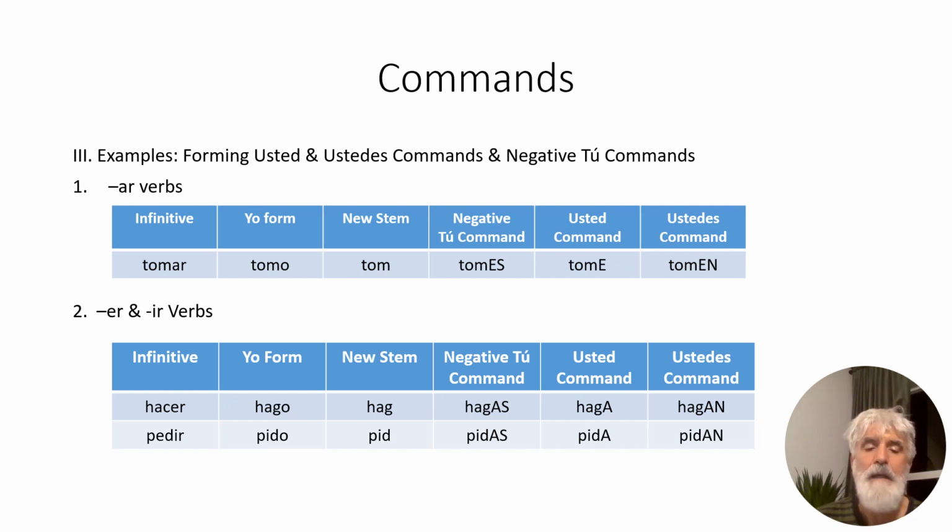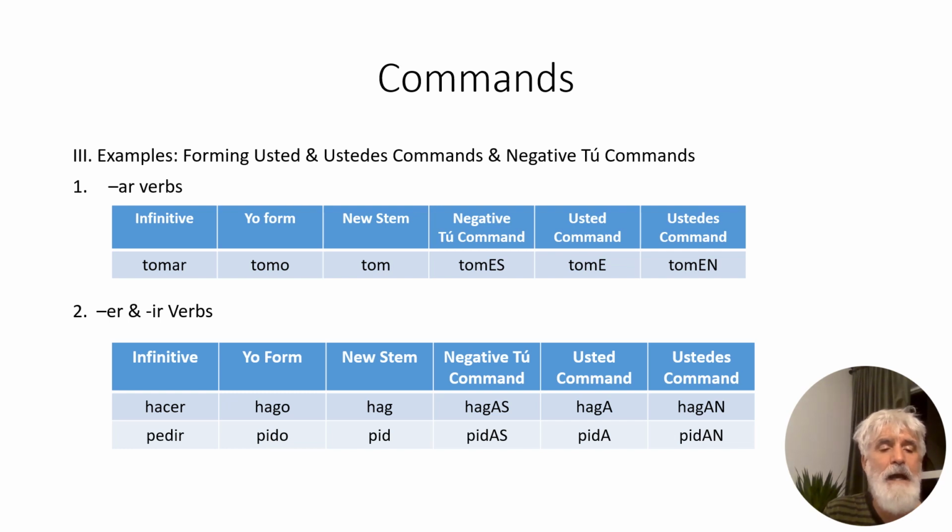That's my stem. Now, for the tú form, I put an AS ending: hagas, no hagas, don't do. Usted, no haga, I put an A ending. And you all don't do, or you all do, would be hagan.